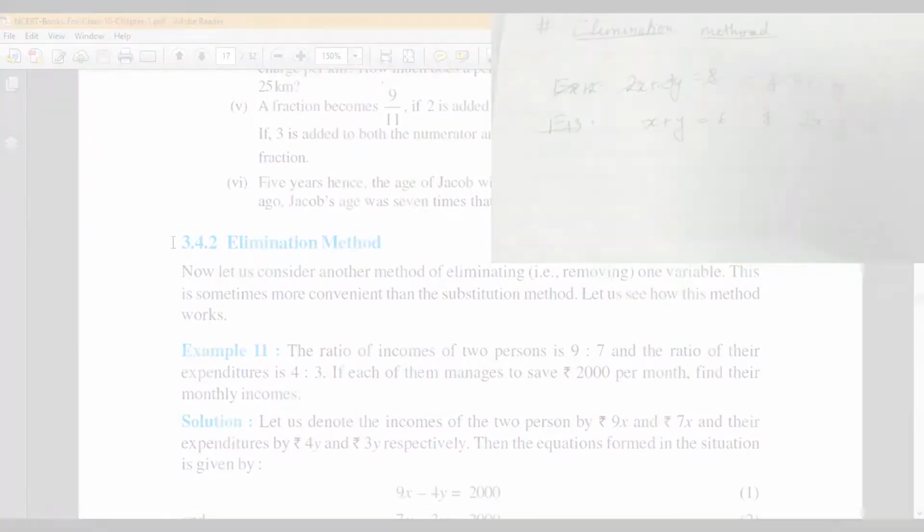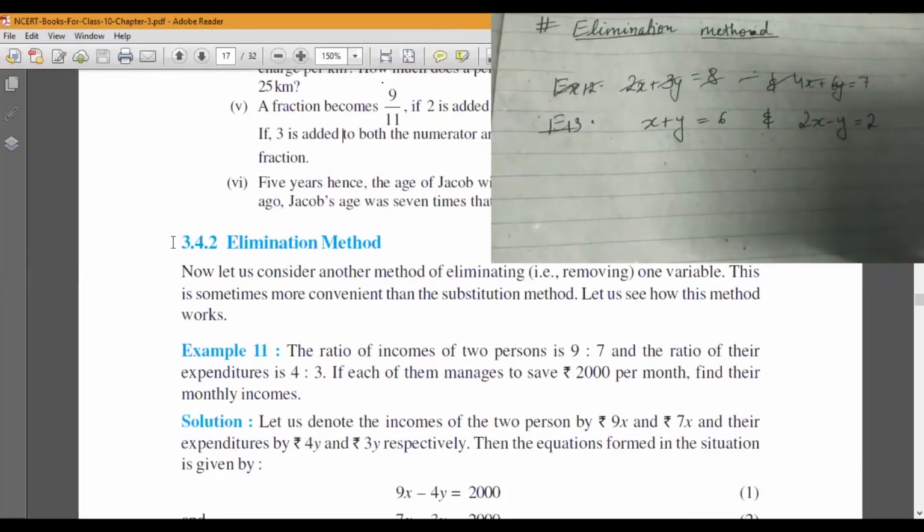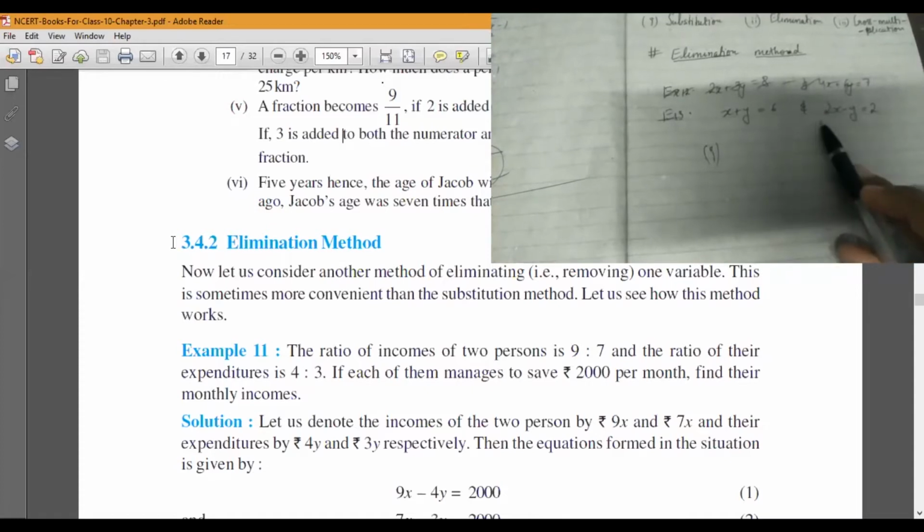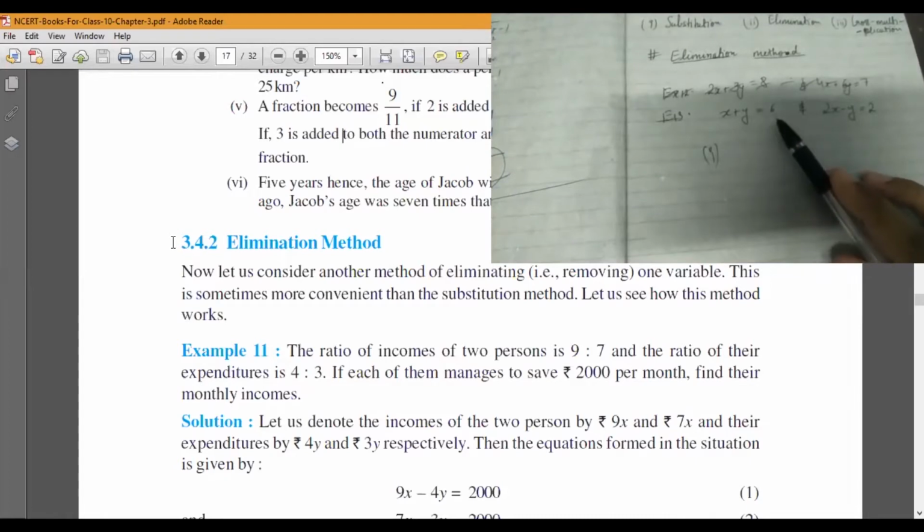So we'll start now. As the name suggests, what does the elimination method do? It eliminates one variable from the equations so that we get one variable in two equations, and from that we could solve the equation. I'm going to explain that just now. The first step of the elimination method is to make the coefficient of x or y equal so that we could eliminate it. For example, the second equation is 2x minus y equals to 2, and the first equation is x plus y equals to 6.